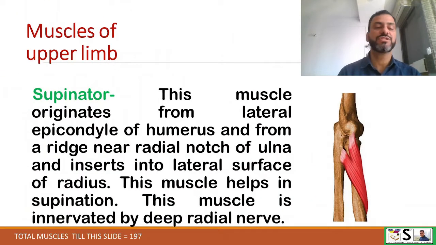Supinator. This muscle originates from the lateral epicondyle of humerus and from a ridge near radial notch of ulna and inserts into lateral surface of radius. This muscle helps in supination and it is innervated by deep radial nerve.